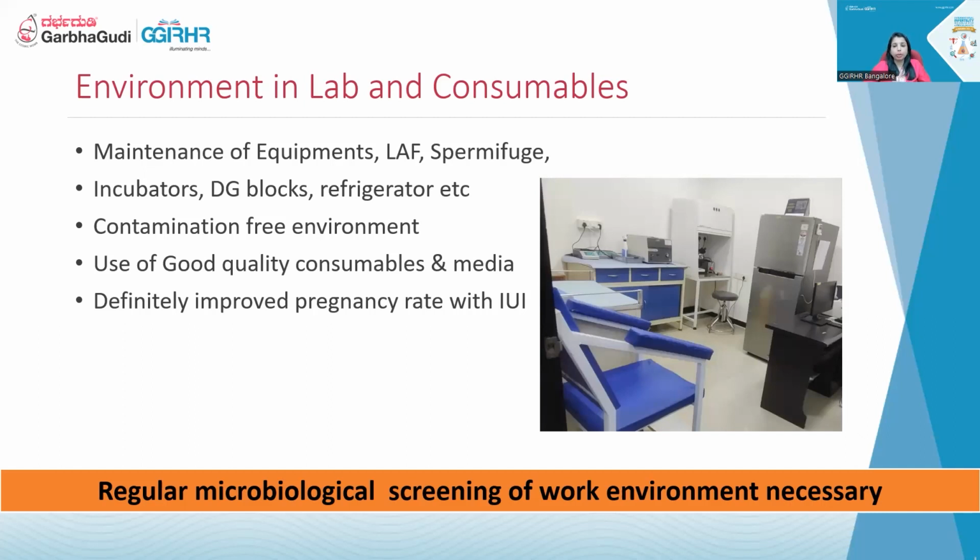Proper incubators to maintain the temperature of the sperms, DG blocks, refrigerator to store the sperm wash media and all should be there. It should be a contamination-free environment with the use of good consumables for handling of human gametes. So all these things are very crucial for IUI success rates. Otherwise, you will be taking a normal sample and actually destroying it in the lab and then inseminating it inside the female partner. Definitely, we cannot expect any success rates.